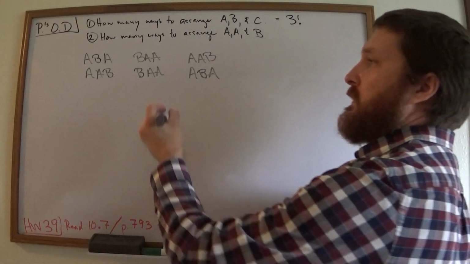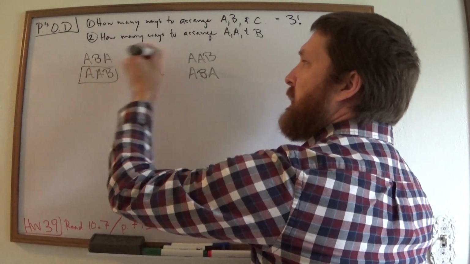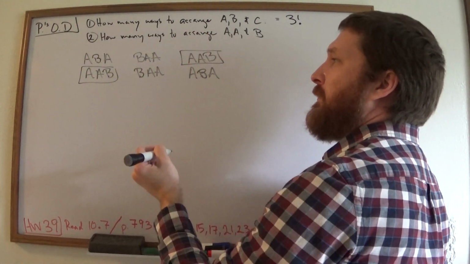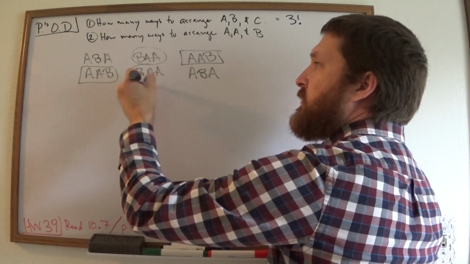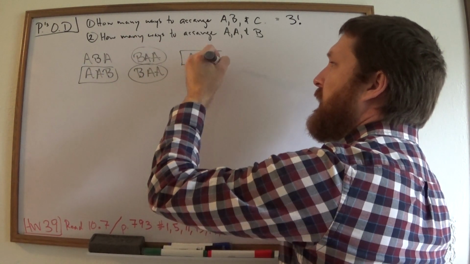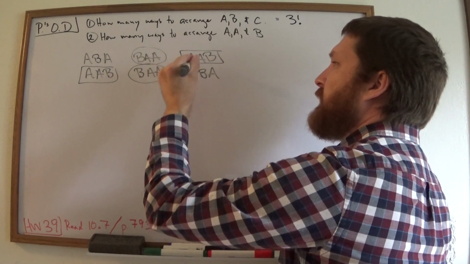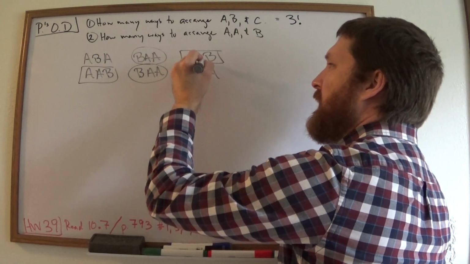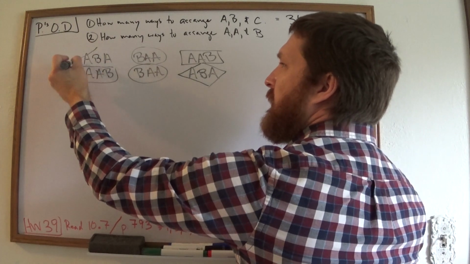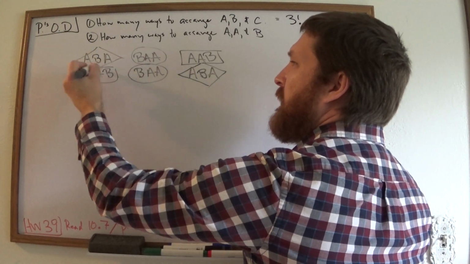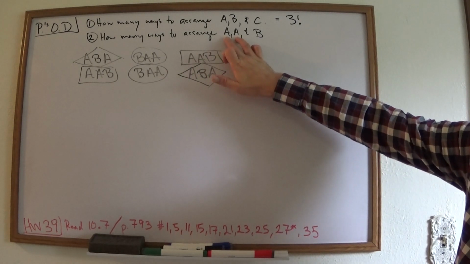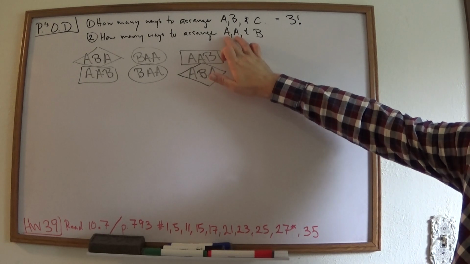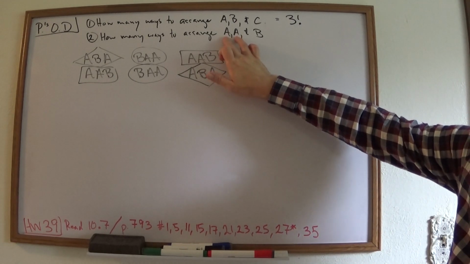And if you look at this, these two are indistinguishable. I'm going to put boxes around them. These two are indistinguishable. And another shape, how about a diamond? There we go. And these two are indistinguishable. Why is that? Well, in this case, the number of repeats that we have is 2.